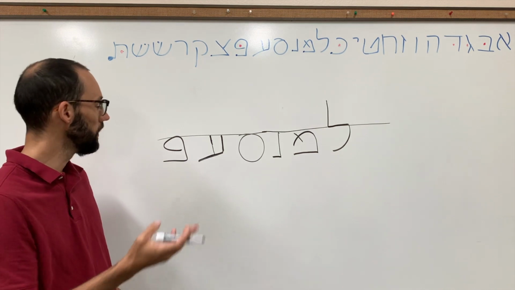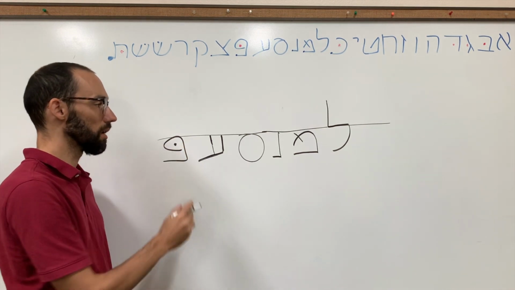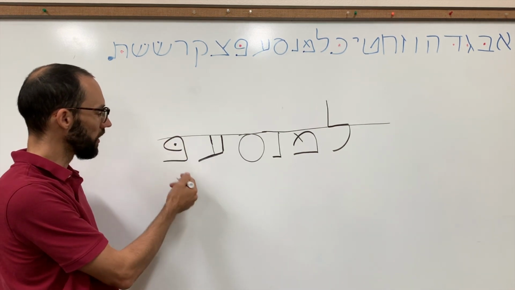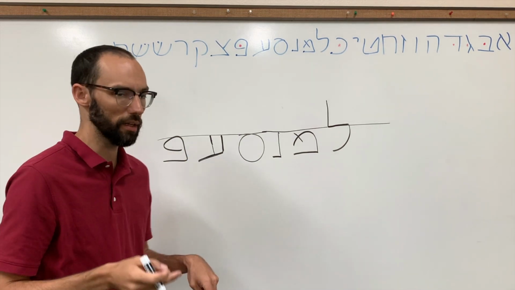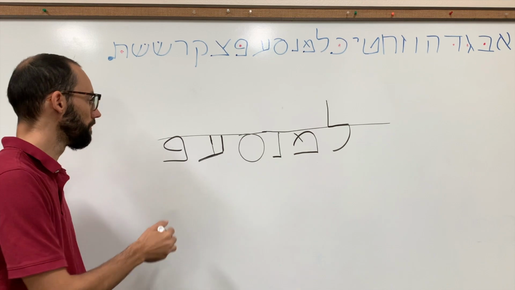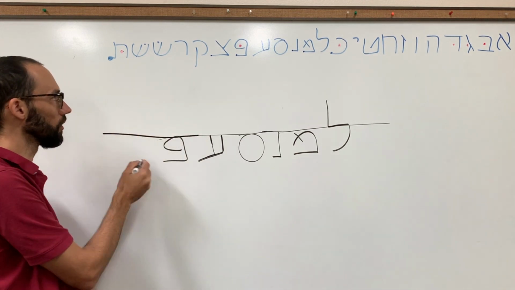And then the Pei, of course, with the dot, it's going to be a P, and without the dot, it's going to be a PH sound. We'll come back to that over and over again. Let's try to keep our line going a little straight.